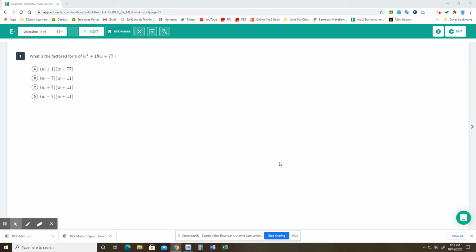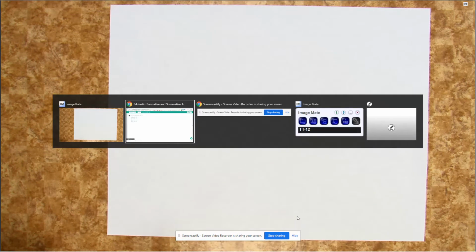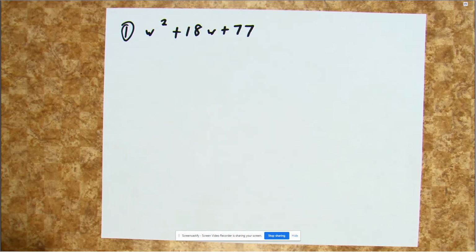I also have my Elmo camera set up here so that I can easily show you what I'm writing as we're going through these problems. So, the first problem in question asked for the factored form of w squared plus 18w plus 77. Now, a lot of these problems you may end up seeing as, oh, well, I got that one correct, no worries, no problem. But I wanted to make sure that I did this nonetheless.